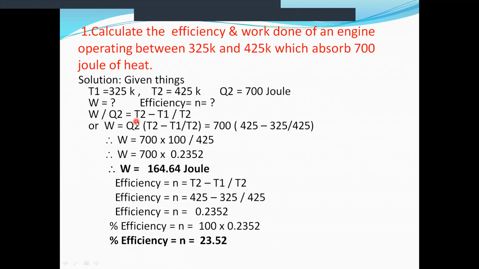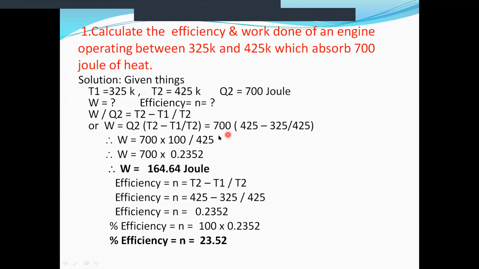So which formula we have to use? That is W upon Q2, W upon Q2 is equal to (T2 minus T1) upon T2. Or rearranging this formula, W is equal to Q2 into (T2 minus T1) upon T2. So this is the formula. We have to calculate the W.